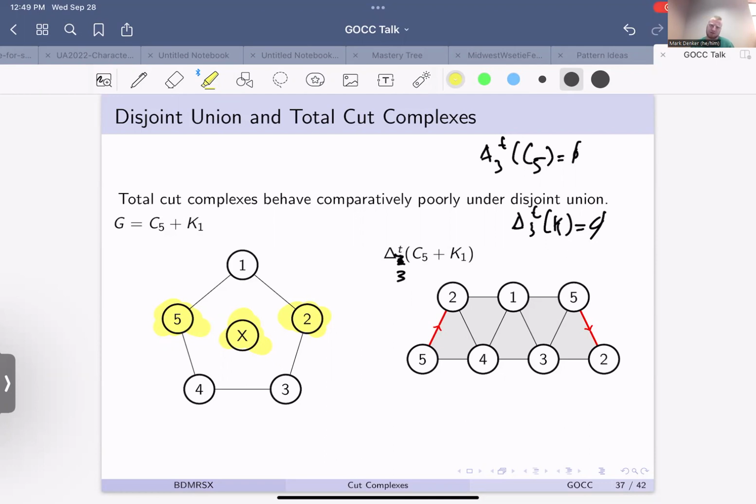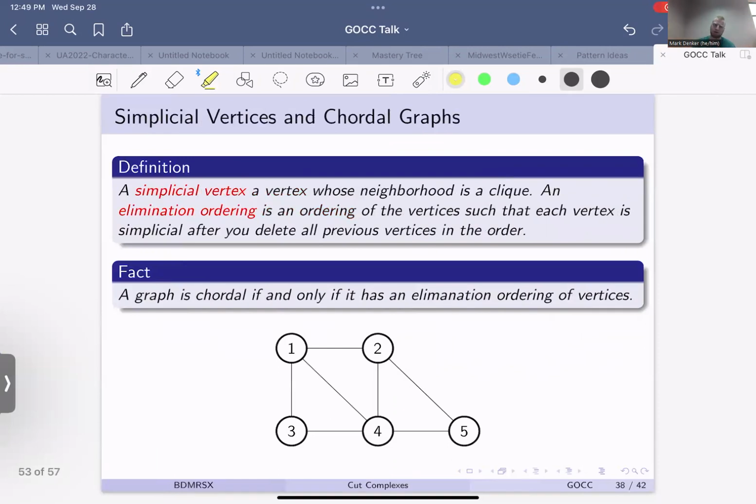And in general, shellability behaves very poorly with disjoint union. So that's the bad news, is you can no longer just look at shellability on connected components. You now have to actually do a lot more searching in your graph in order to find these kinds of minimal non-shellable graphs. But there is good news, because while they behave reasonably poorly with disjoint union, they behave very well with what are called simplicial vertices.